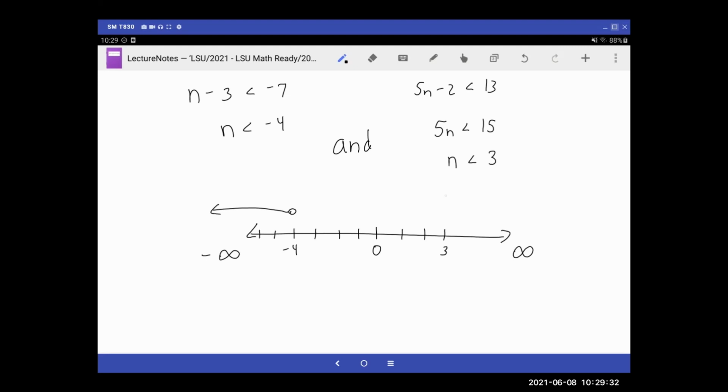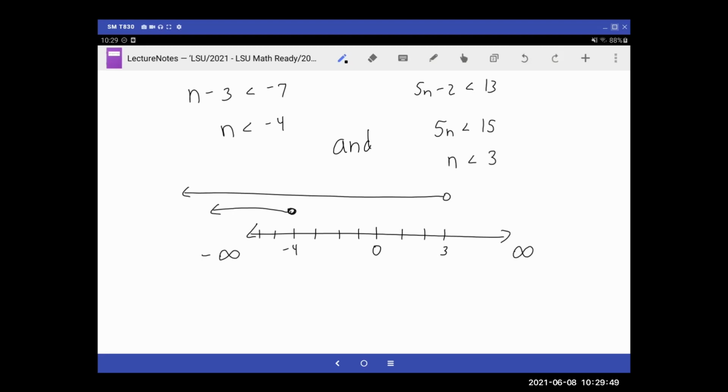Okay, less than 3. Well, here is 3. Everything less than 3 is over this way, so it's going to cover all that ground. All right, I do want to quickly comment. Notice how I have these circles here. They're not filled in points.